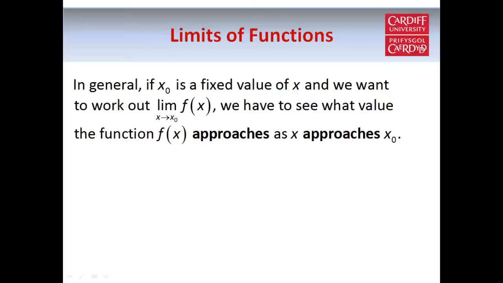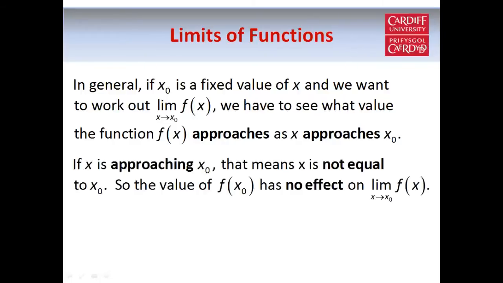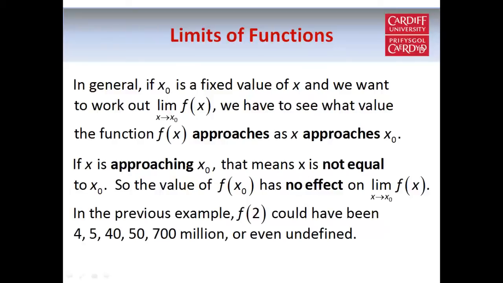So in general, when we're trying to find the limit as x approaches a particular value x0, we have to see what value the function approaches as x approaches x0. And the important point is, if x is approaching x0, that means x is not equal to x0, and therefore the value of the function at x0, in other words f of x0, has no effect on the limit as x approaches x0. So in the example we just looked at, it wouldn't have made any difference if f of 2 had been 4, 5, 40, 50, 700 million, or any other number you can think of. In fact, the function could even have been undefined at x equals 2, and we would still have been able to say that the limit as x approached 2 was equal to 4.